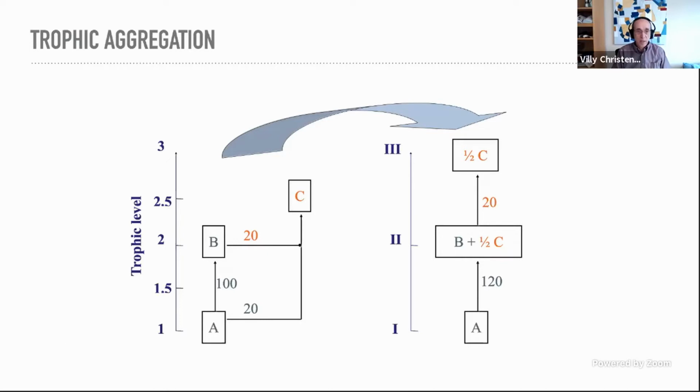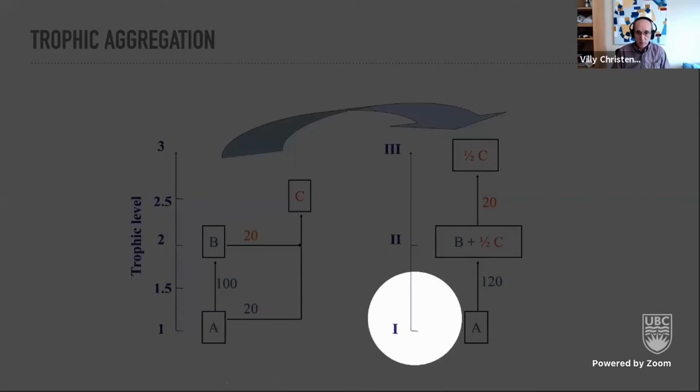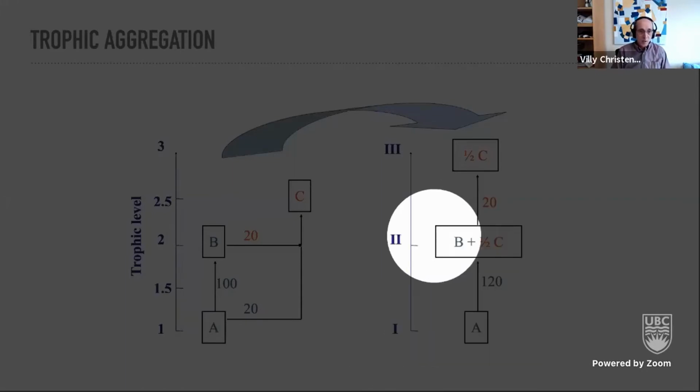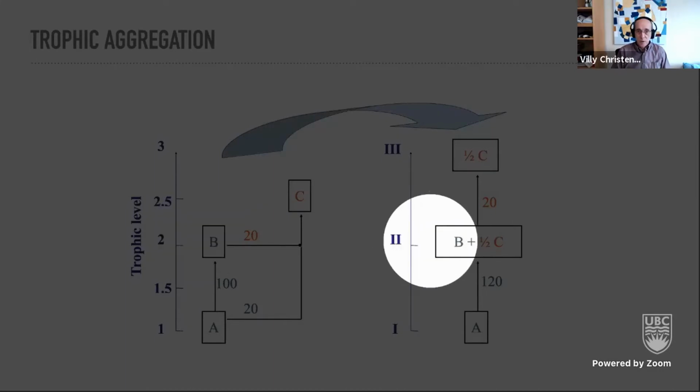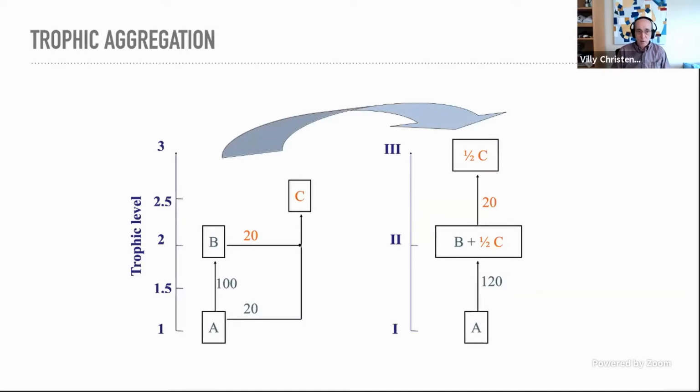Good. Now when we have this, we can also look at what about the flows. And we can get back to the integer trophic levels this way. It's a trophic aggregation we're talking about. So in this case, all of A will go to trophic level 1. All of B will go to trophic level 2. But C eats on both trophic level 1 and trophic level 2, so half of it will go to trophic level 2 and half of it to trophic level 3. Straightforward when you have this simple hypothetical system.